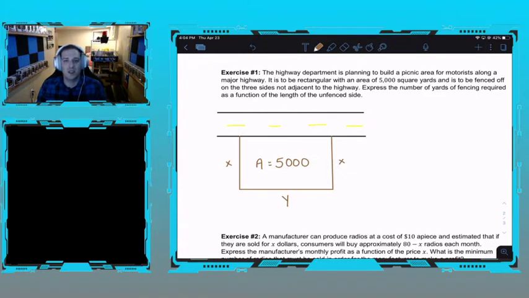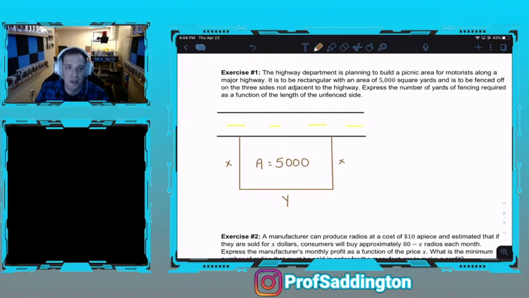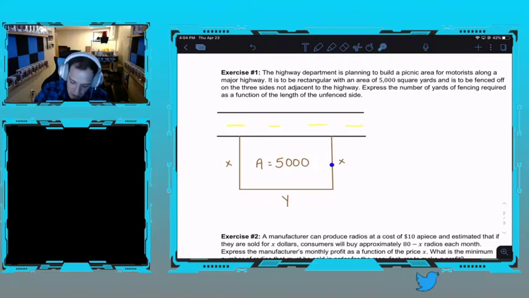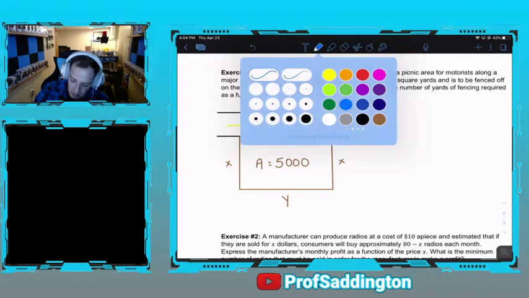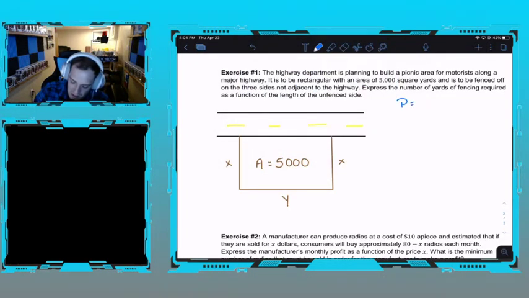So it says express the number of yards of fencing required. When we're looking at the fencing, we're looking at the total distance around. So if you're looking at the total distance around, in math, we call that the perimeter. So we could figure out what that perimeter is going to be because the perimeter is just going to be all those sides added together.